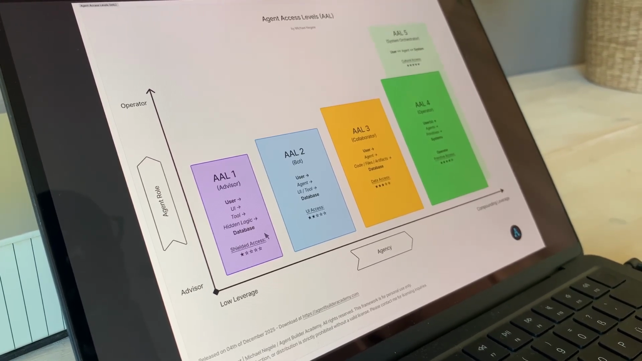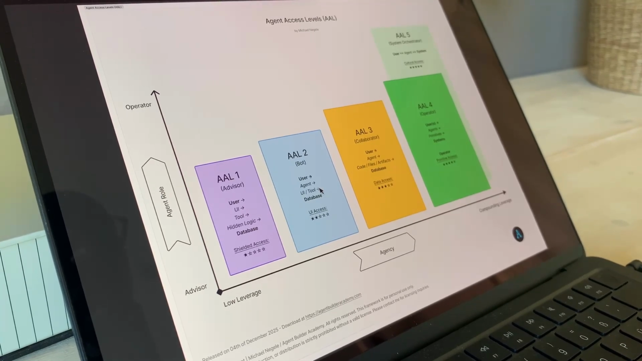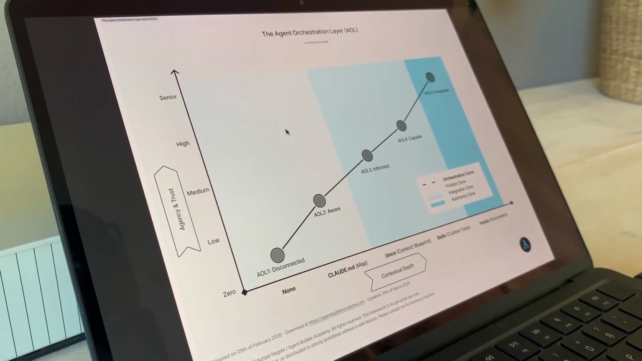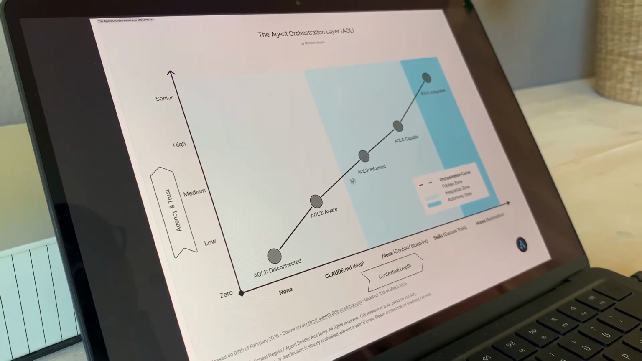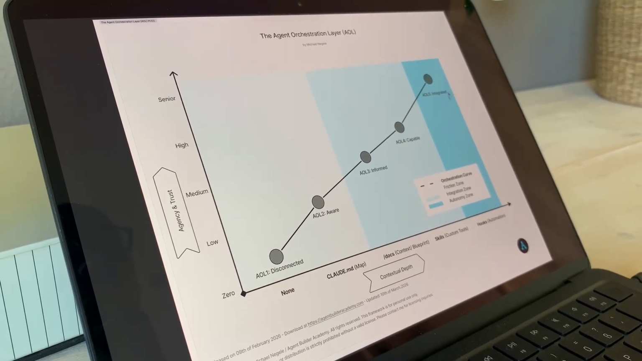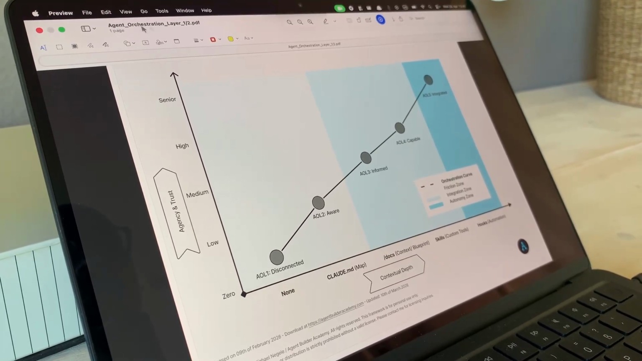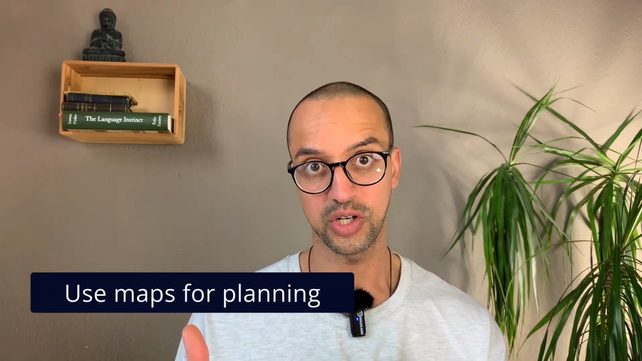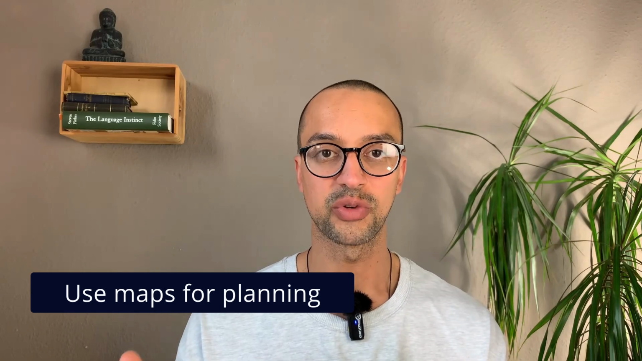The goal: use these maps to identify your current level. Don't over-engineer. If a level 2 solution solves your problem, stay there. If you want to scale, however, look at the level 4 requirements. Download these PDFs now. Use them to plan your project before you write a single line of code.